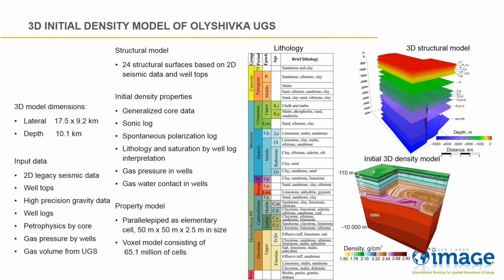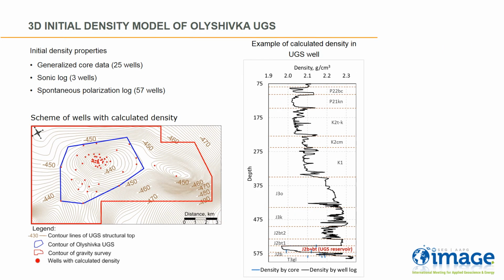The depth interval of the 3D model is from 0 to 10 kilometers. Input data for model building was two-dimensional legacy seismic data, well data, petrophysics by core, and gas pressure measured in wells at the period of the gravity survey. Well logging was used for density and porosity estimation.